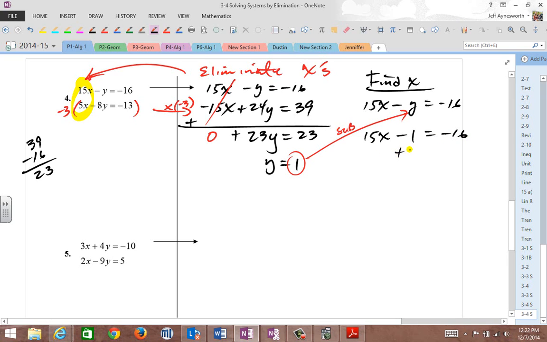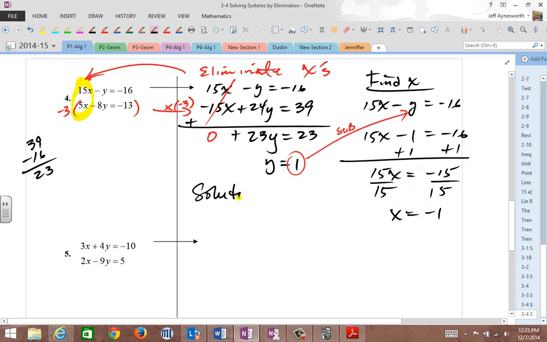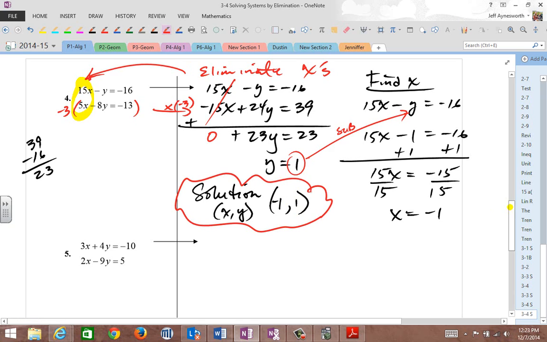So let's continue. Let's add 1, and we get 15x is equal to negative 15. Okay, and then you divide by 15, and you're going to get x equals negative 1. So the solution here is always x and then comma y. It's going to be negative 1 comma 1. Okay, it's not too bad.